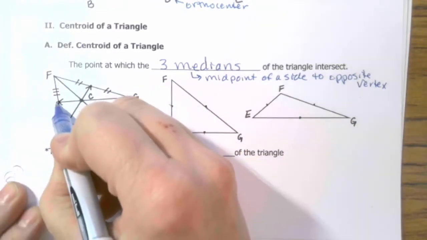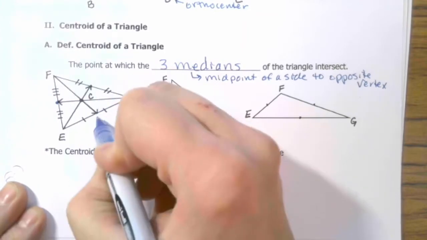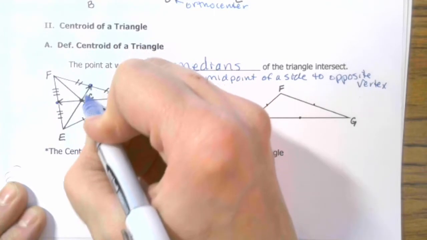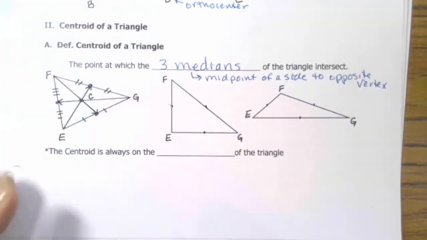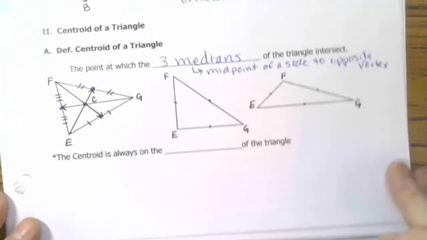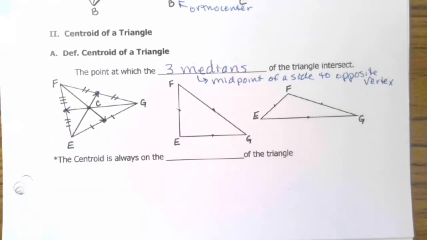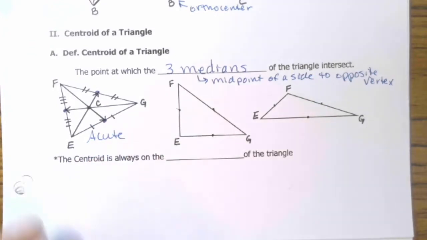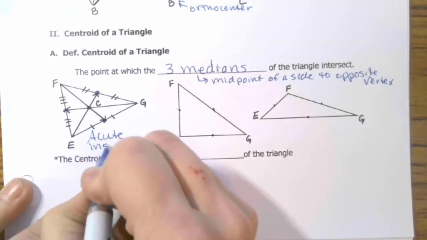So here this one's done for you. You've got a midpoint of a side to the opposite vertex, the midpoint of a side to the opposite vertex, and the midpoint of a side to the opposite vertex. Where they meet up is the centroid. So this is an acute triangle. And the centroid is inside.